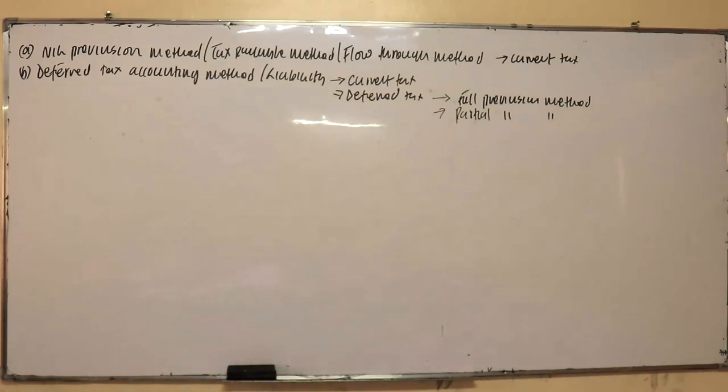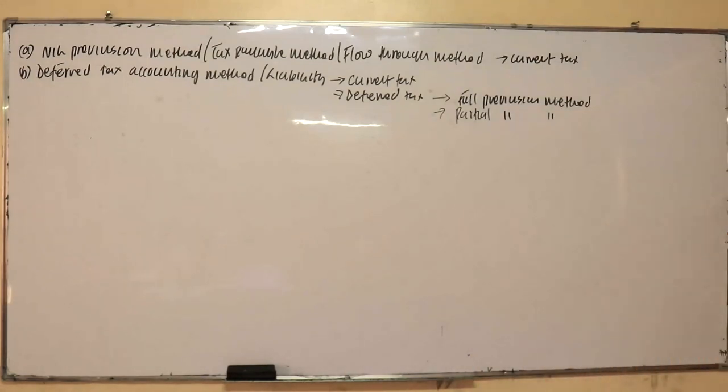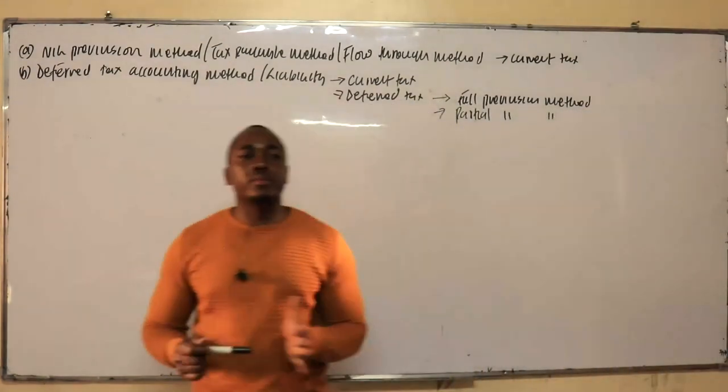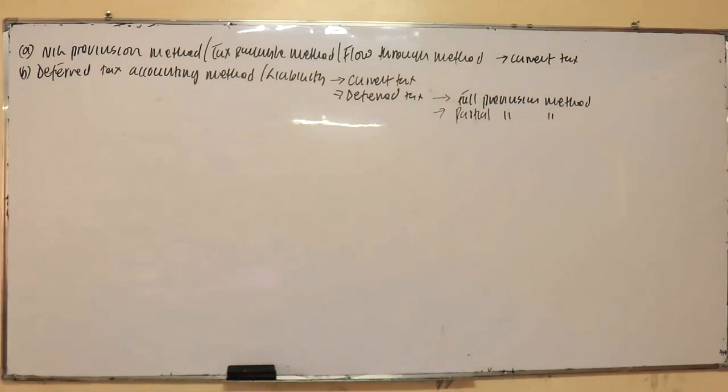A. Nil provision, or tax payable, or flow through method. This method only recognizes the current tax, therefore ignoring deferred tax. Full stop. IAS 12 does not recommend the use of this method.